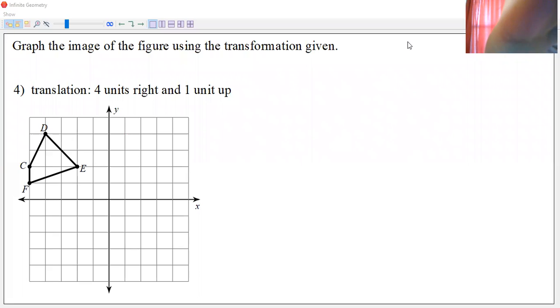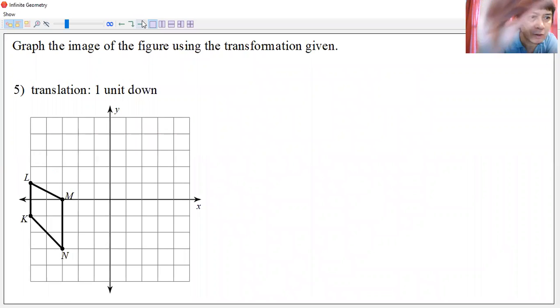All right, let's have the next one. Here's the next one. This is very easy. Translation 1 unit down, okay? 1 unit down. So it will affect the vertical movement. That means there will be no horizontal movement. X is 0 here. X is 0.